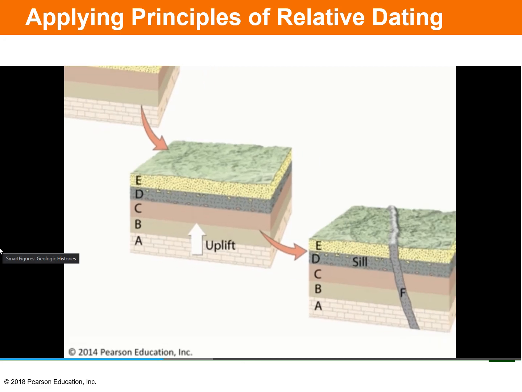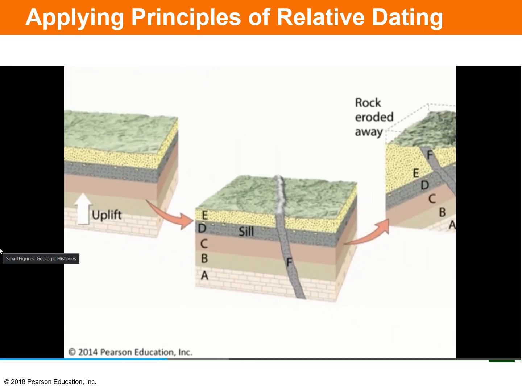Next up, we get the intrusion of a dike. That dike is labeled F, and it cuts across all the previous layers. So the principle of cross-cutting relationships tells us the dike has to be younger than everything else.